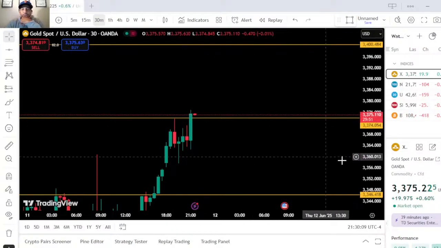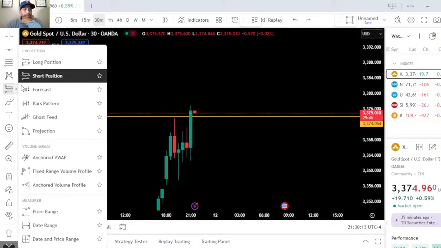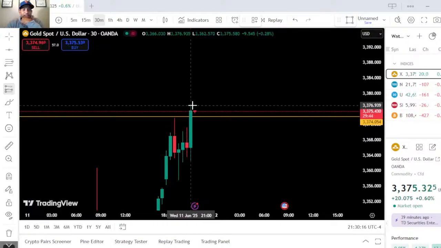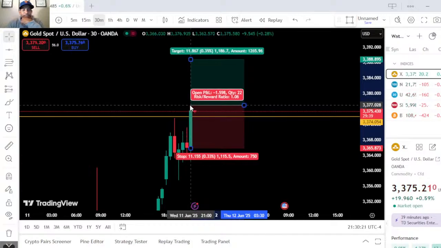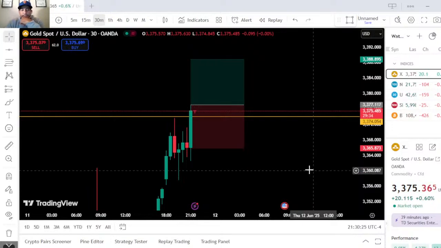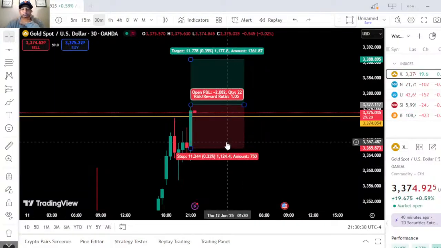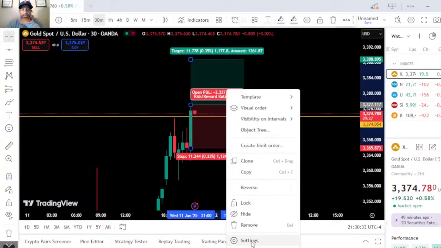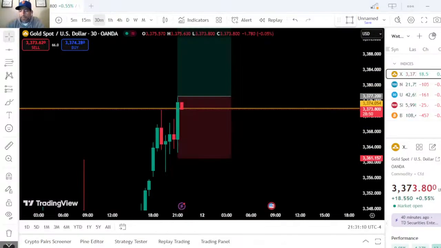All right, so we got a closure. Yeah. All right, so this is gonna be my move, gang. Buy stops at the break of the previous 30 highs right here. Right there. All right. So my entry, let me see. My entry is gonna be 3377.20 at the break of the previous 30-minute highs. I'm gonna take the entry there.